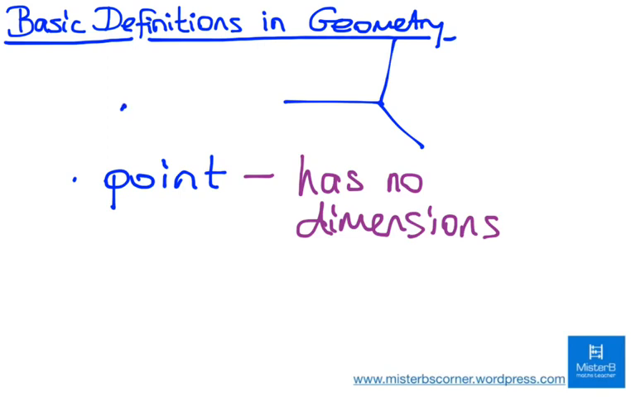It's just a point. And well, when I mark this point here, actually I'm making a representation of it, because if it has no dimensions, it is not visible at all, but it exists. There are infinitely many points in space.